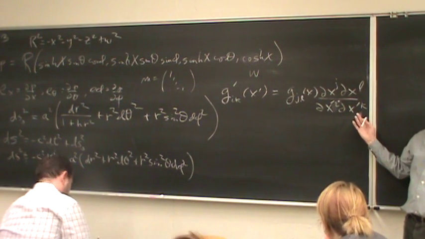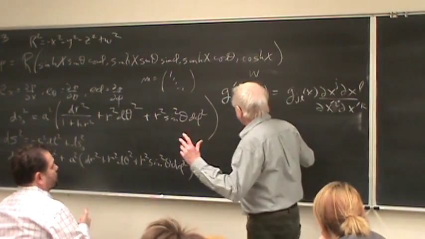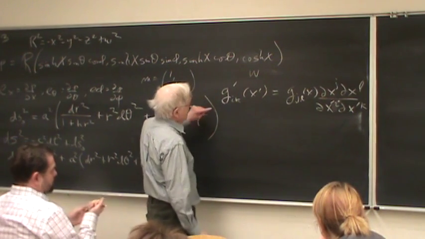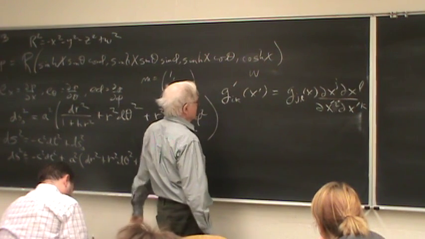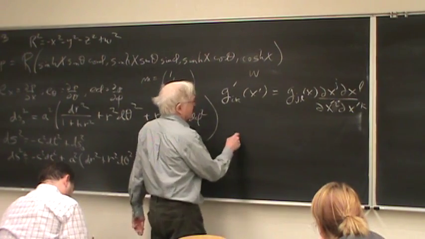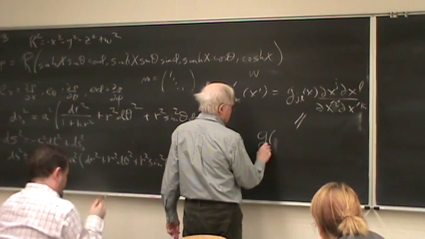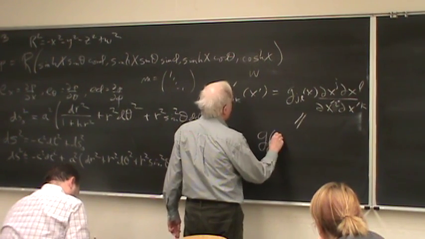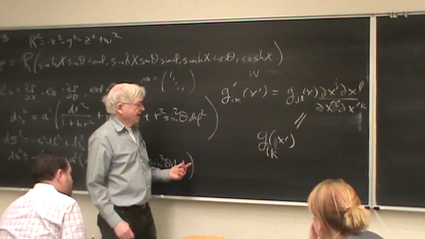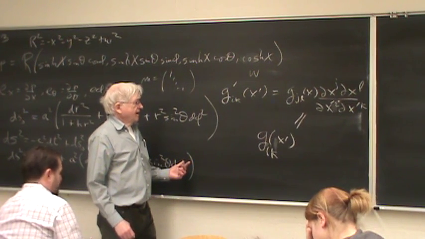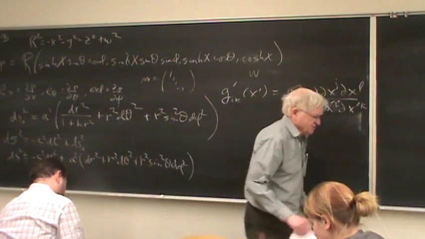It's a second-rank covariant tensor. But what is the criterion for maximal symmetry? Well, maximal symmetry means that we can remove this prime. That is to say that this is equal to g_ik of x prime. So in other words, this is the criterion for maximally symmetric spaces.